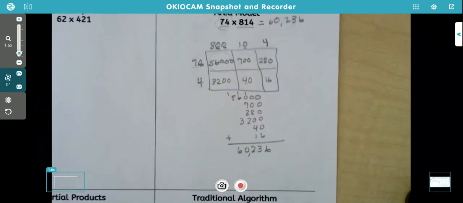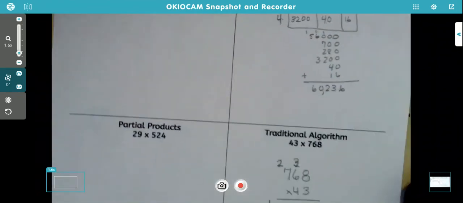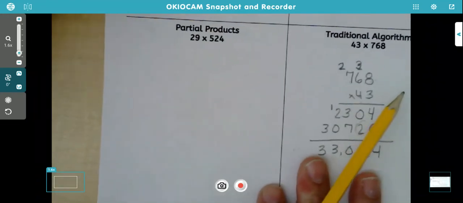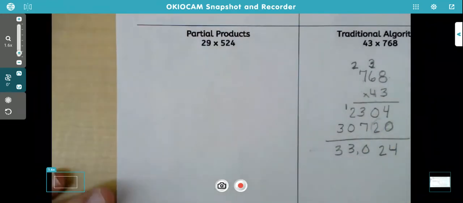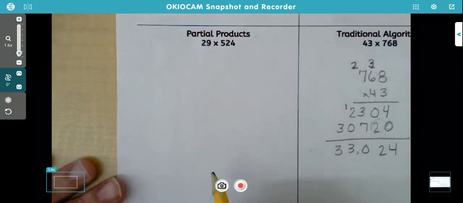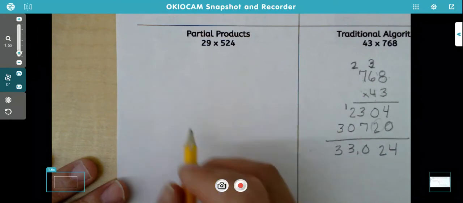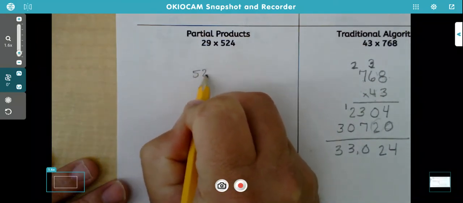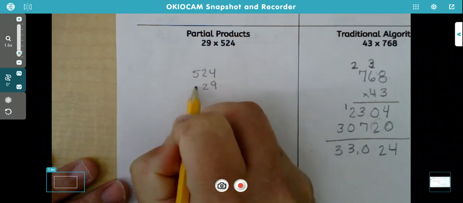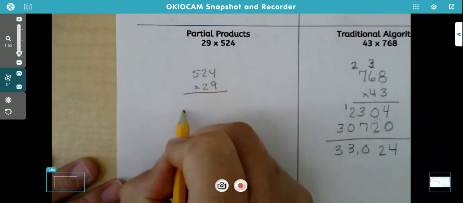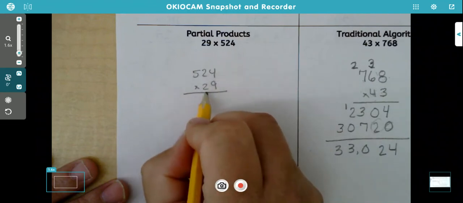Okay. The next one I'm going to show you is partial products. Partial products is very much like the area model, and it's a lot like the traditional algorithm. With partial products, the multiplication is set up like the traditional model. So 524 times 29. Except now we treat each number as its value, so according to its place value.